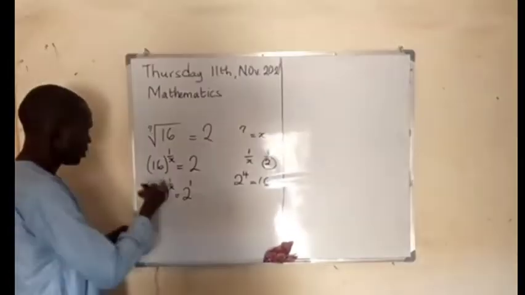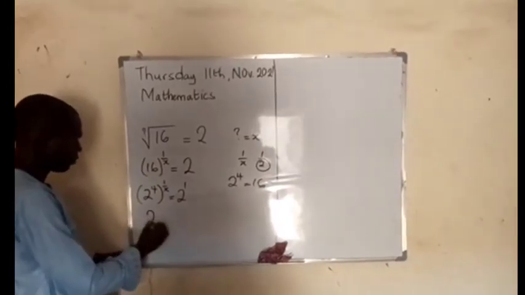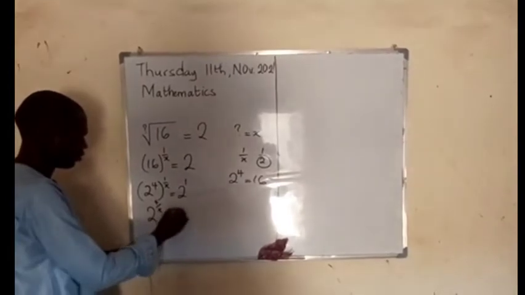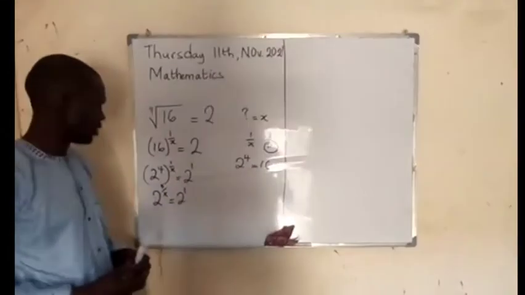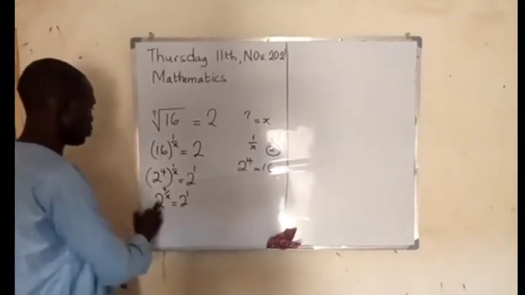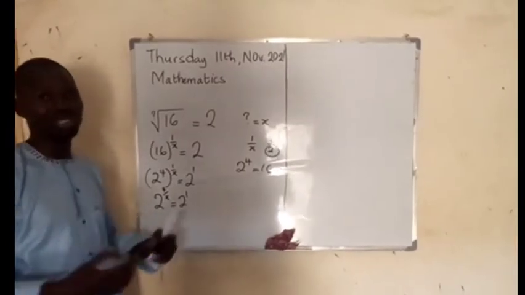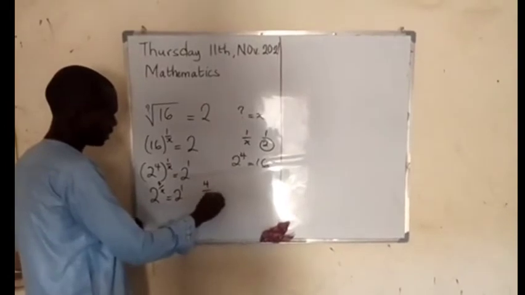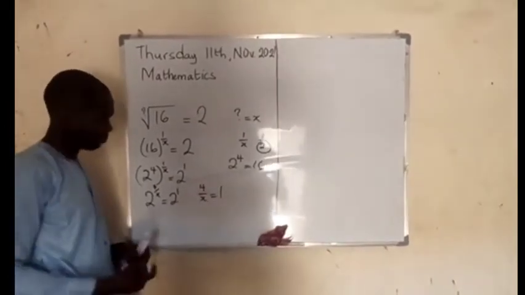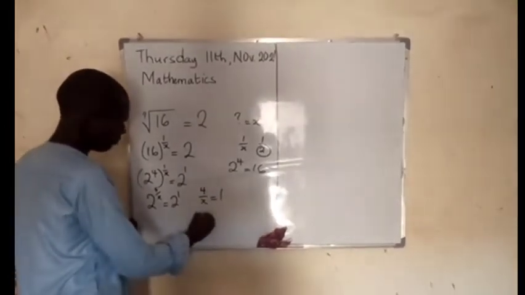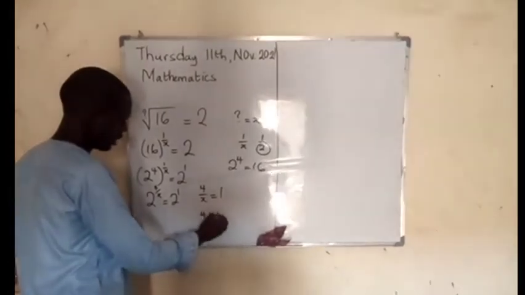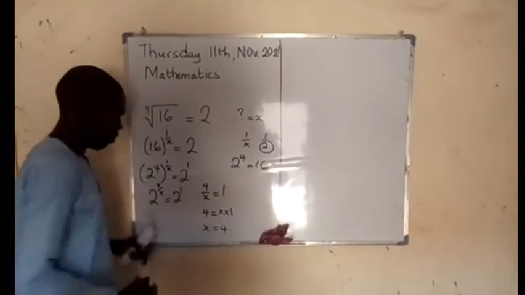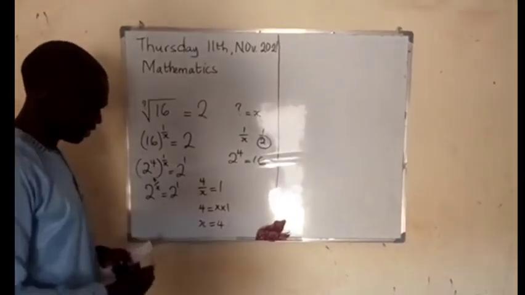Now, let's open the bracket here. We have 2 raised to the power of 4 times 1 over x, which is 4 over x, equal to 2 raised to the power of 1. Since we have 2 on both sides, we are going to equate the power. So when we equate the power, we have 4 over x equals 1. Now if you cross multiply, x is equal to 4.